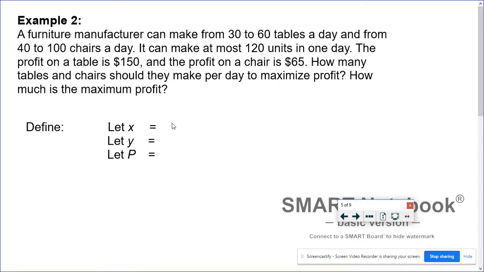So the first thing is defining the variables. Doesn't matter which one you make which. I'm going to say tables are X just because it came first. So X is going to be the number of tables. We're going to let Y equal the number of chairs. And P is the thing we're trying to maximize, which is the profit.